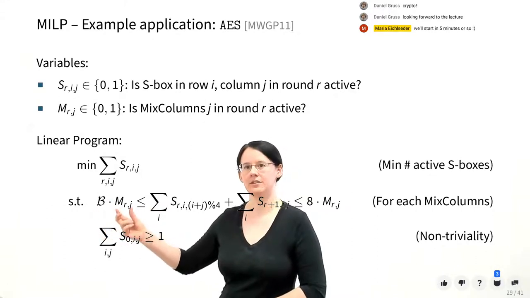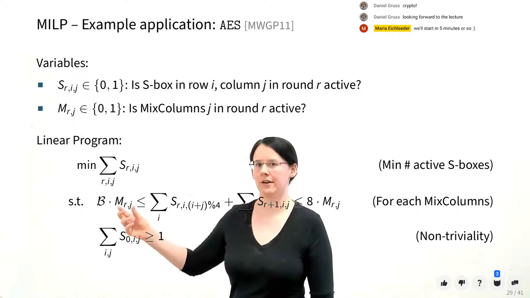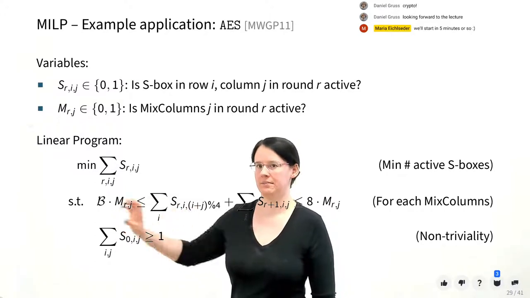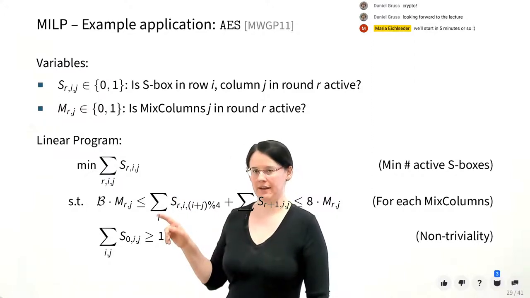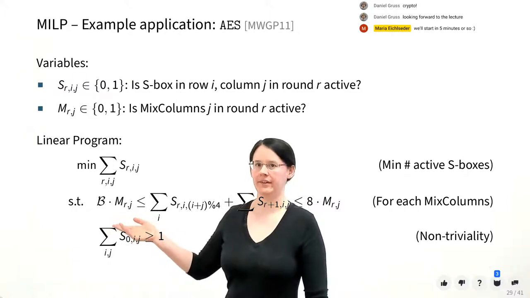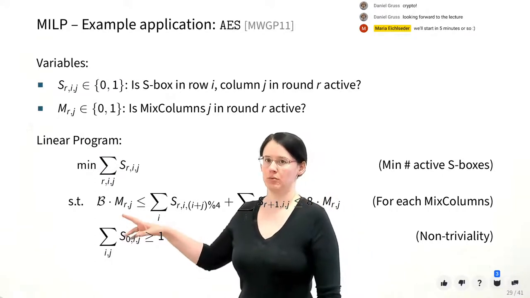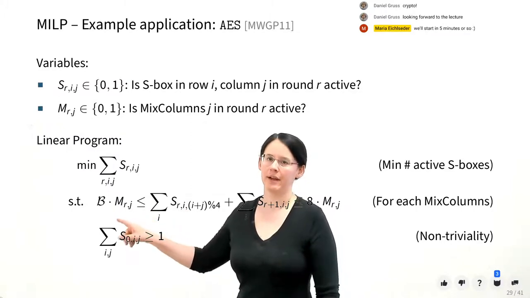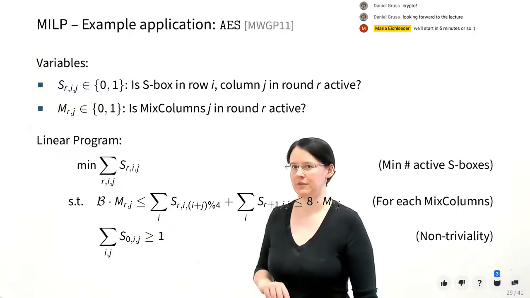However, we now have this decision variable that tells us whether mixed columns is active or not. If the decision variable is 0, it means mixed column is not active, and then this inequality here is trivial, because then it simply says the number of S-boxes must be at least 0. Very easy to satisfy, whatever the values are. If the decision variable is 1, then this equation reads the sum must be at least 1 times b, so 5, and that's exactly the bound we do have for an active cell.